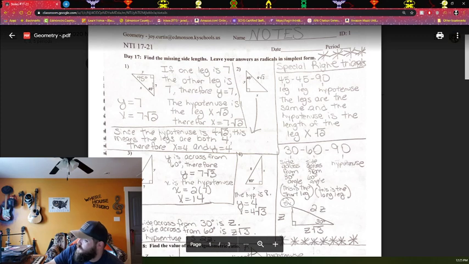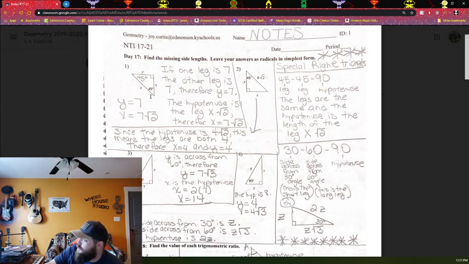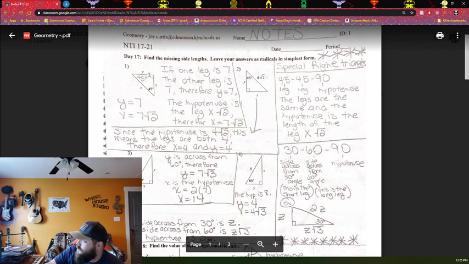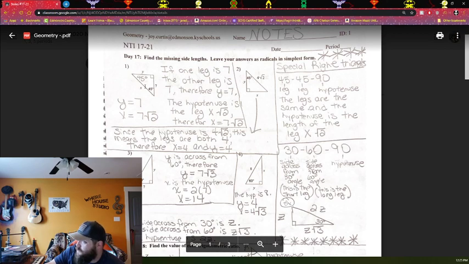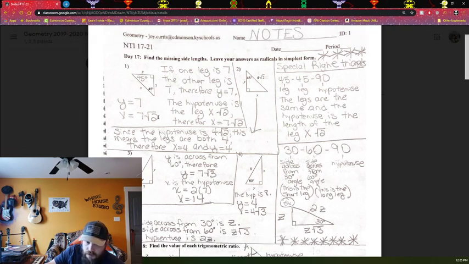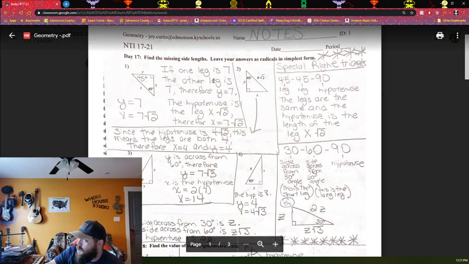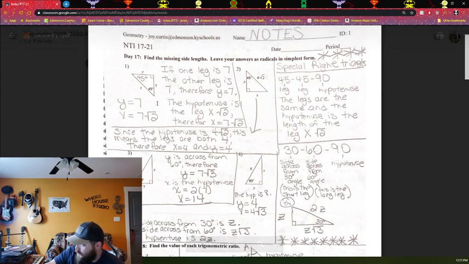So if this is 7, our equation would be y equals 7, because those are going to be the same, and x equals 7 times the square root of 2. If this was 10, y would be 10, and x would be 10 square root of 2. As far as I know for day 17, you don't have to simplify it any farther than this. So 7 times square root of 2 is 7 square root of 2.